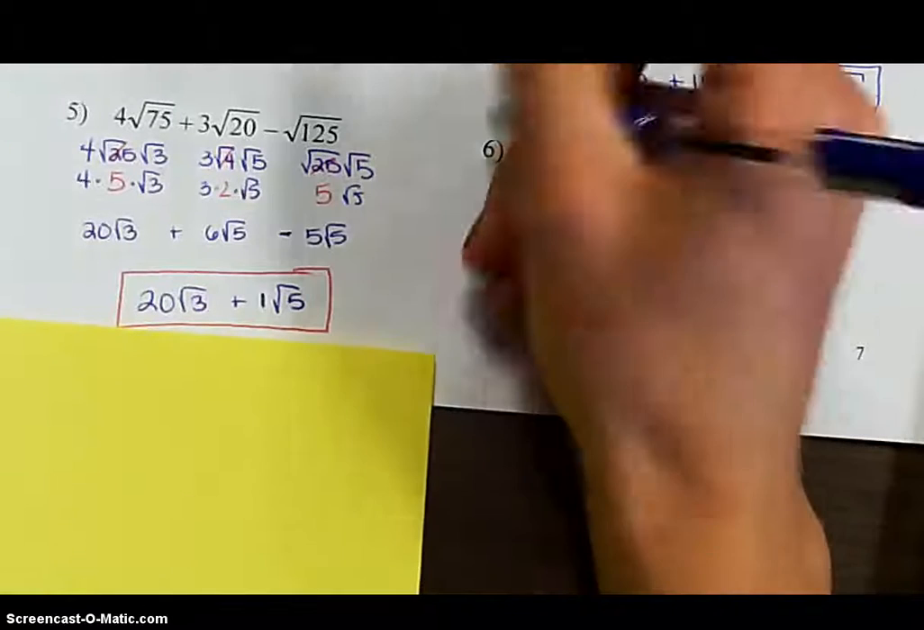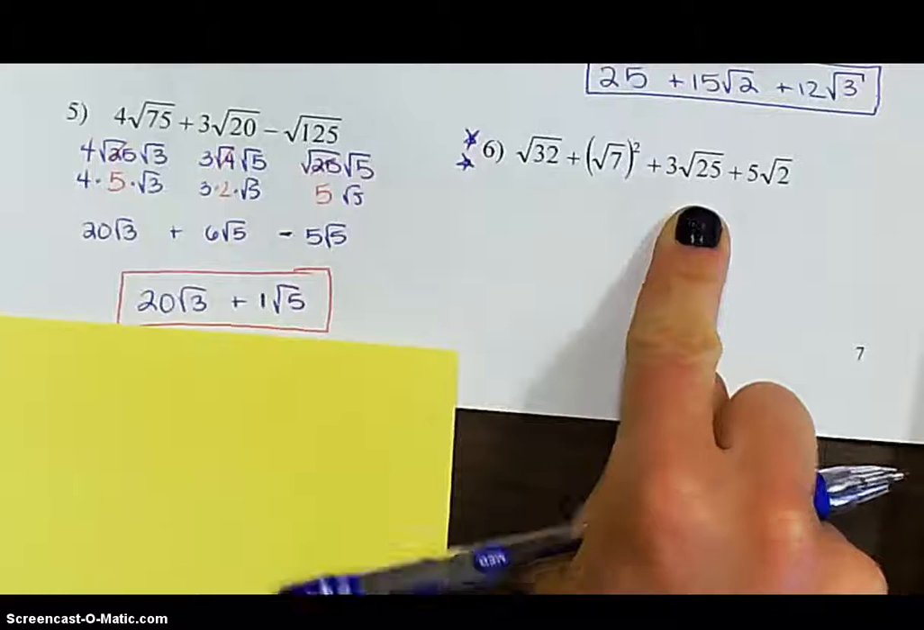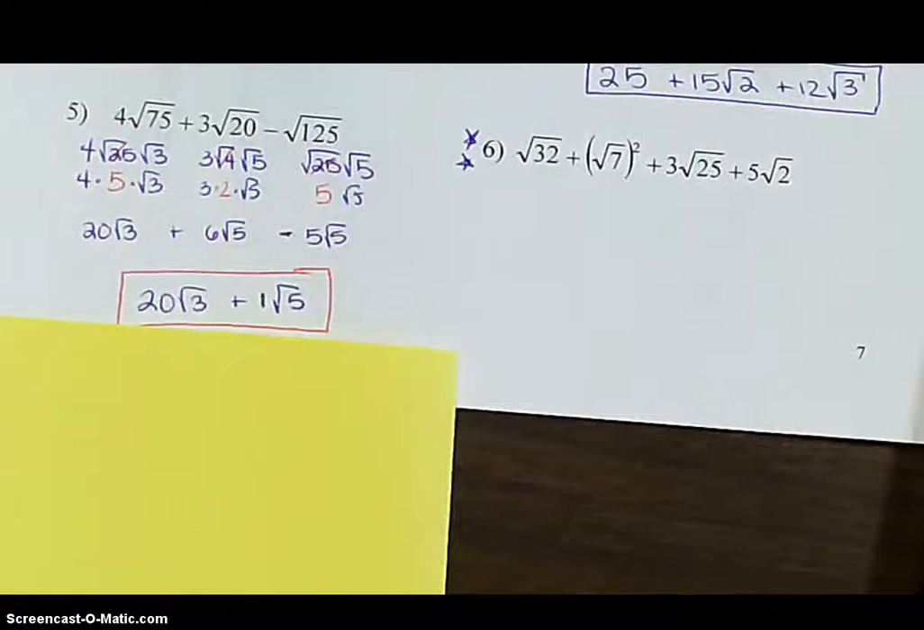All right, last question for today. I'm going to put a little star there. So this one is definitely what we're working towards. This is as complex as it's going to get. So go ahead and try number 6.